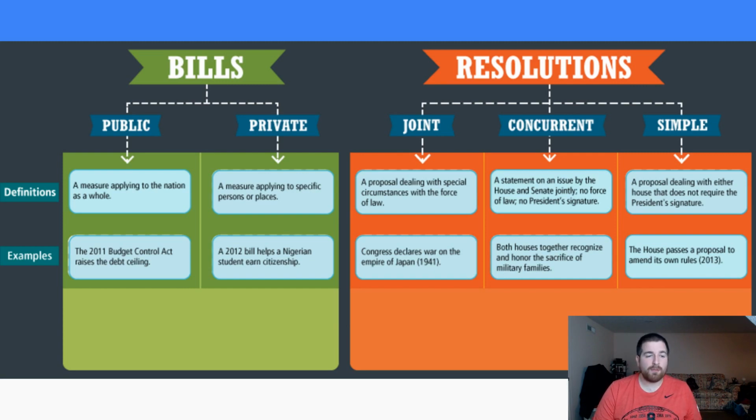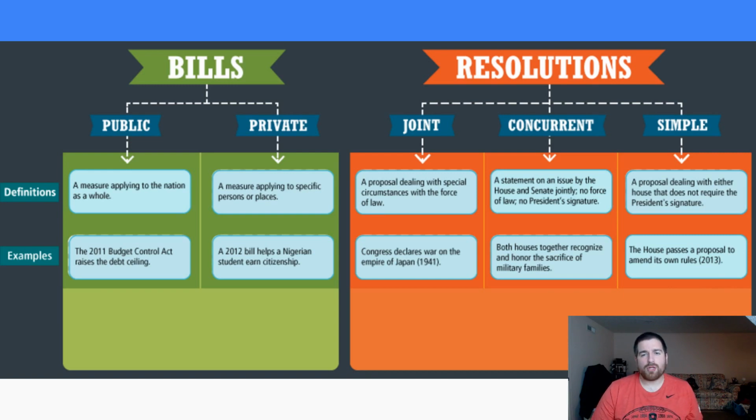An example of this would be the 2011 Budget Control Act, which raises the debt ceiling. Debt ceiling is probably something we'll talk about later, but that has to do with the nation's budget, what we're paying for, how we're paying for it. And needless to say, when we're talking about paying for government programs, that affects everyone. The second type of bill is a private bill, and this is a measure applying to a specific person or place. So, for example, a 2012 bill helps a Nigerian student earn citizenship. So this might be focused on one person or place and only affect that person or place.